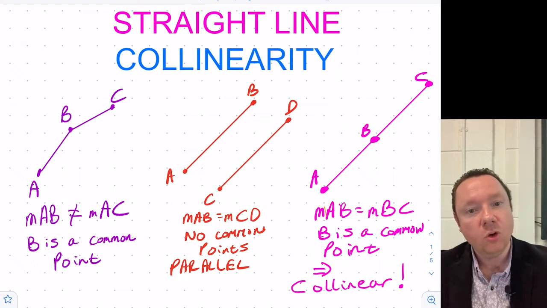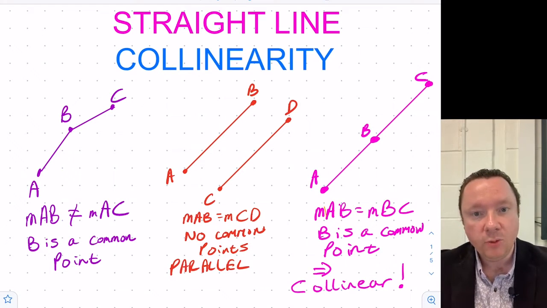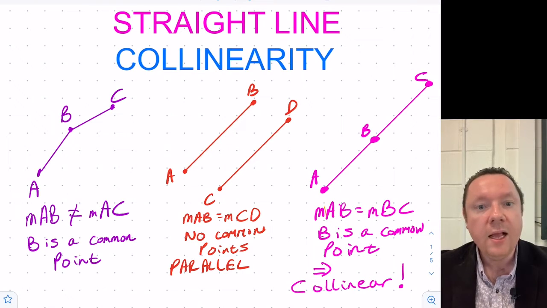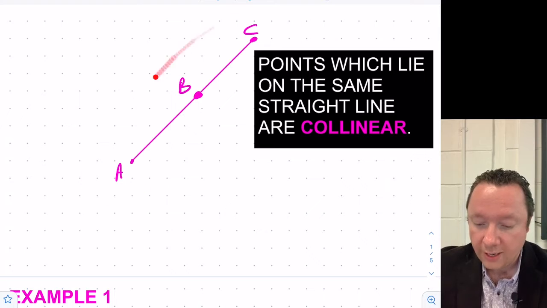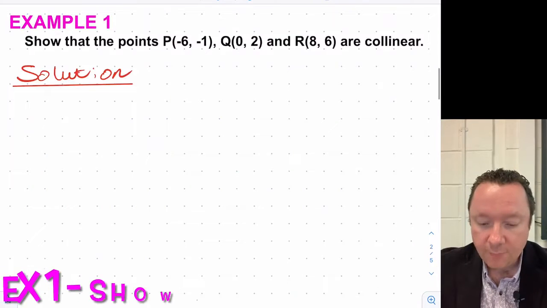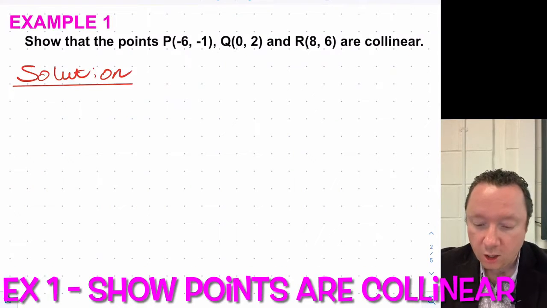So to prove something's collinear, you just check the gradient between 2 pairs of points, making sure that 1 point is a common point. If the gradient is the same, they're collinear, and if they're not the same, they're not collinear. Nice and simple. Points which lie on the same straight line are called collinear, and that's just a definition. Example 1: show that the points P, Q, and R are collinear.